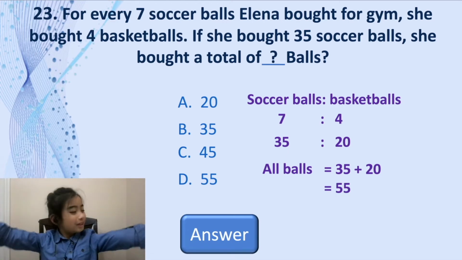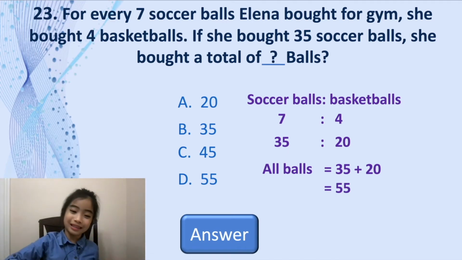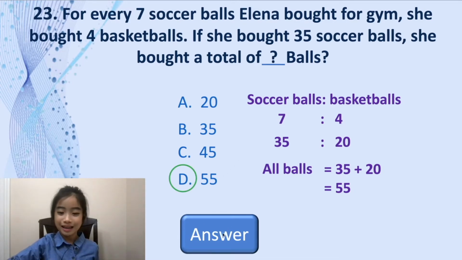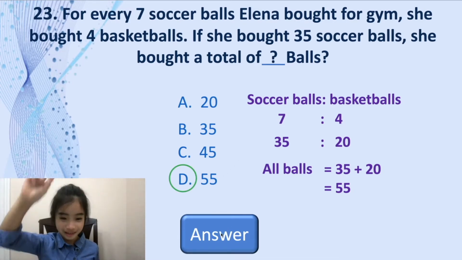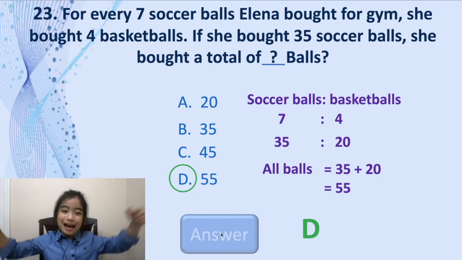So now we put this down and we circle D. We circle D and use my little finger to slam the answer button. And we are correct.